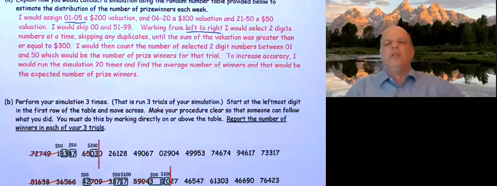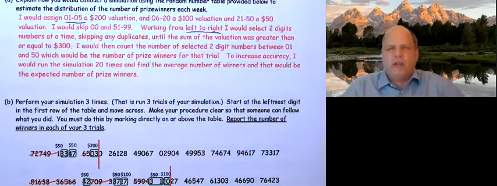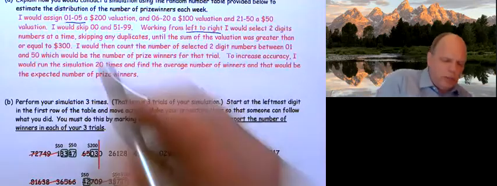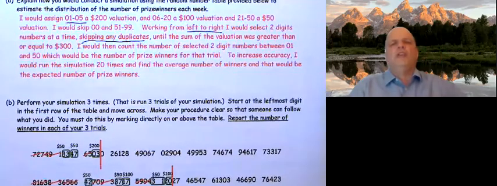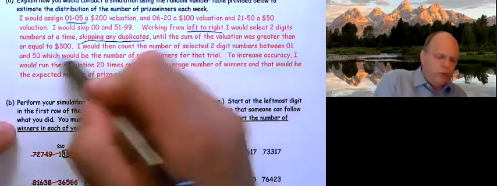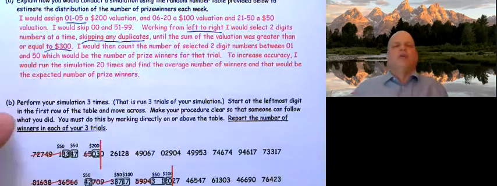Yes. And the reason being, we read from left to right. All right, makes it easy. So I'm going to work from left to right. I would select two-digit numbers at a time, skipping any duplicates, until the sum of the valuation was greater than or equal to 300. So as soon as I get to 300 or greater, I stop.